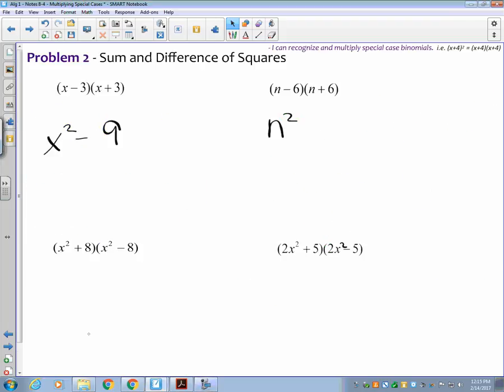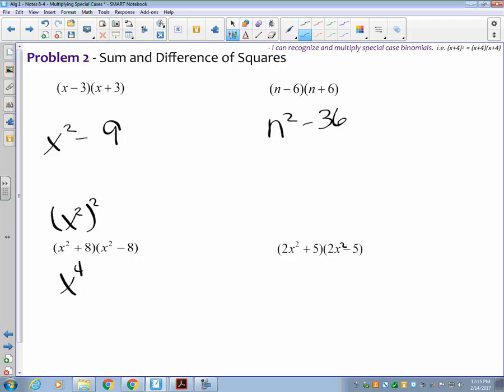So our first one is x squared minus 9 because it's that first term squared minus the second term squared. This next one is n squared minus 6 times 6 is 36. So our middle terms cancel out. So we can go ahead and cut to the chase on these problems. When we look here, if I take my first term and square it, x squared squared, so x to the second power raised to another second power is x to the 4th. And then 8 times 8 is 64. So just put the minus in between.